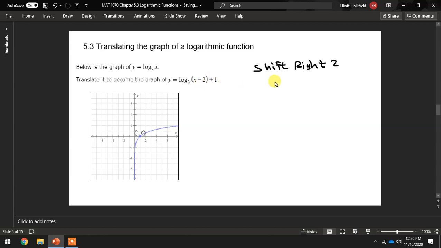Then this plus 1 outside of the log gives us a shift up by 1. So if we know this ordered pair, we also know this ordered pair: 3 raised to what power is equal to 1?